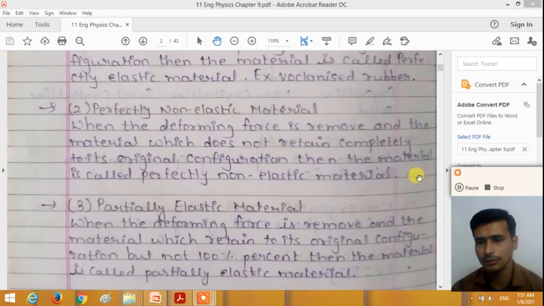Now, an important point from this is that when we apply a deforming force on the body, the dimensions of the body will change, and when we remove the applied force on the body, it will try to retain its original position. Why will it try to retain its original position?